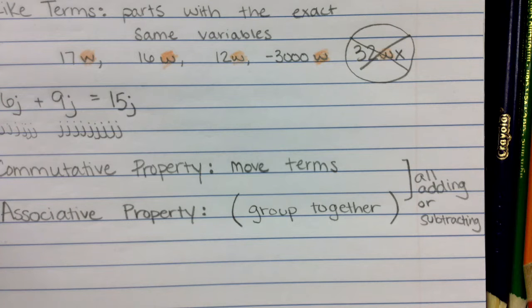If I do 3 plus 2 plus 4, what if I group it differently? Like if I do 3 plus 4 plus 2. So here I have to do grouping symbols first. 4 plus 2 is 6. 6 plus 3, 9. If I leave it in the same order, but I group 3 and 4 together, guess what? 9. So it works when we have all that adding.